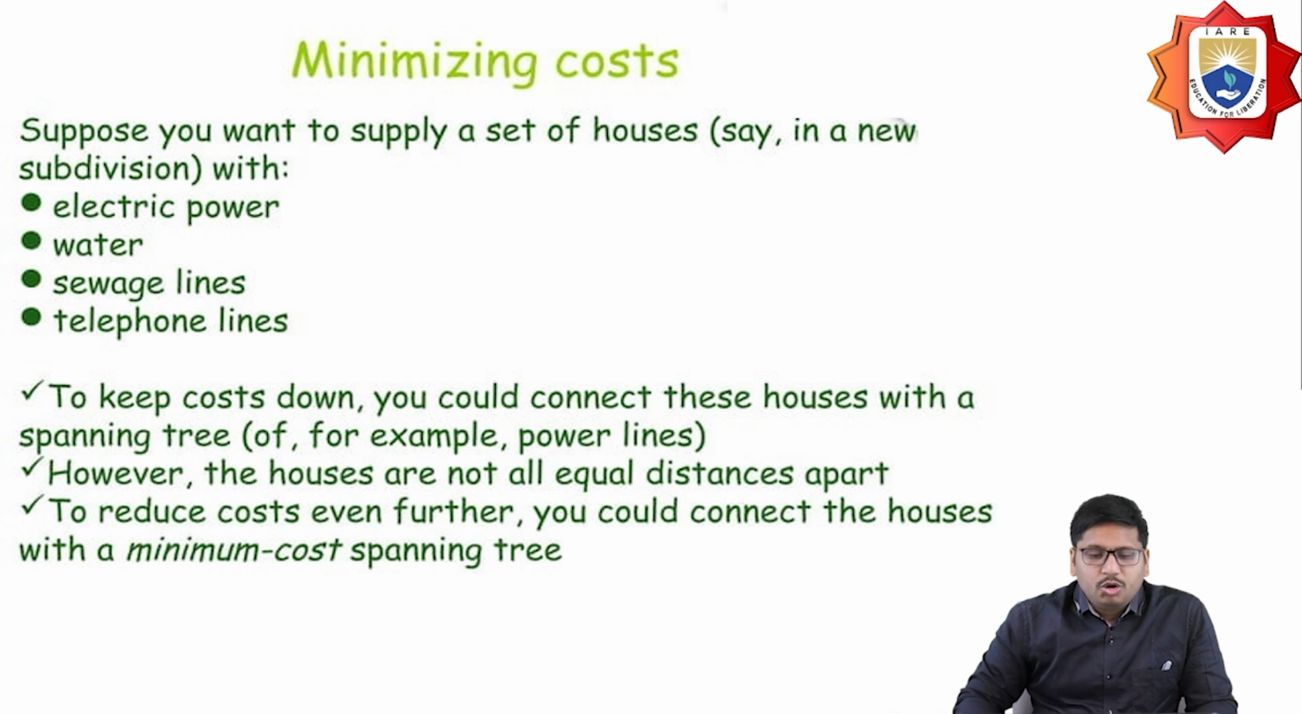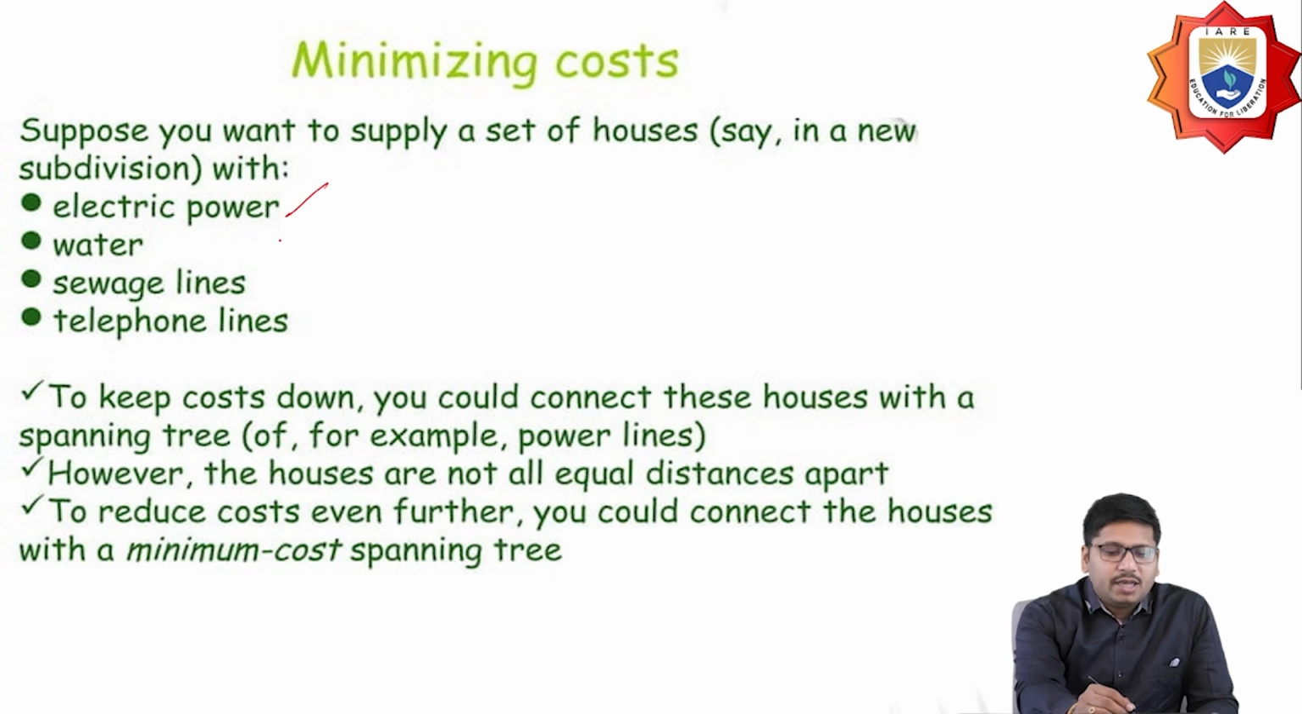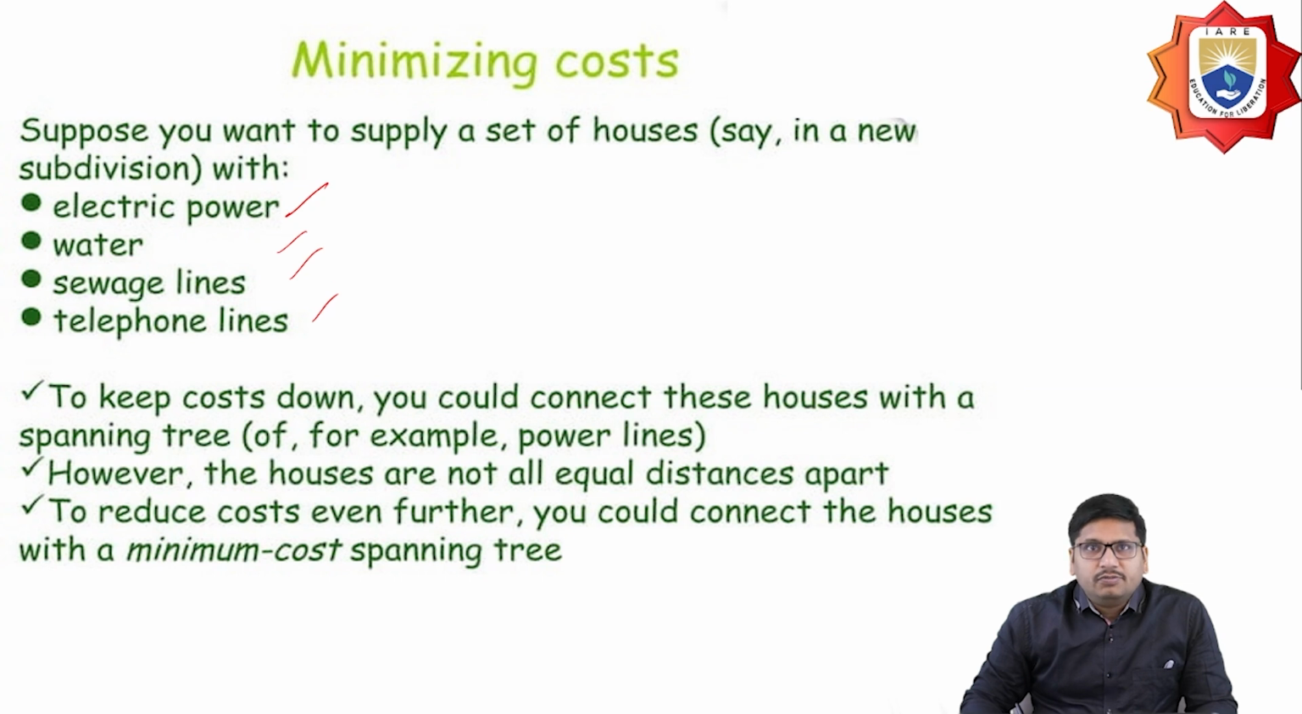So how are we going to minimize the cost in the spanning tree? Suppose we want to supply a set of houses, where I can calculate the electric power, water, sewage lines, and telephone lines. In order to keep this cost down, we connect these houses with the spanning tree. However, all the houses are not an equal distance apart, and at the same time we have to reduce the cost even further. So we connect the houses with a minimum cost spanning tree.